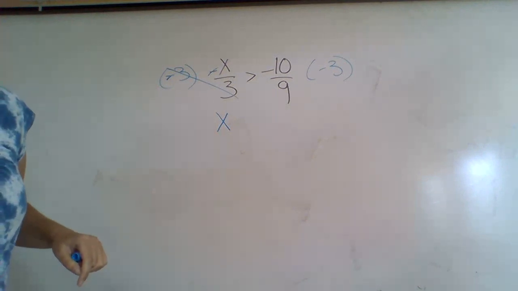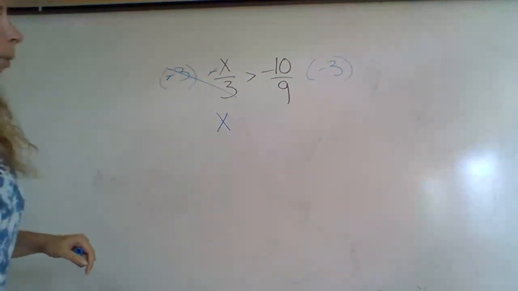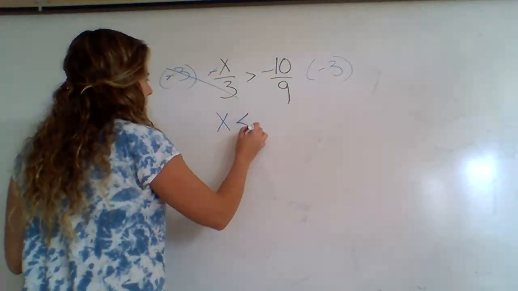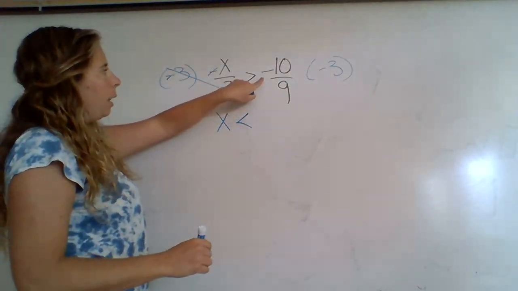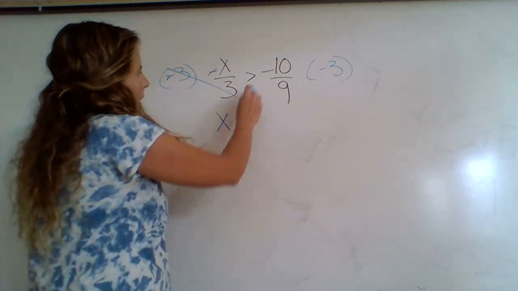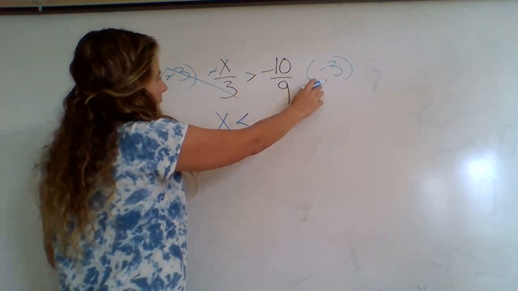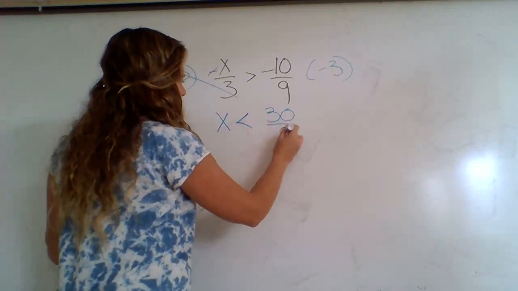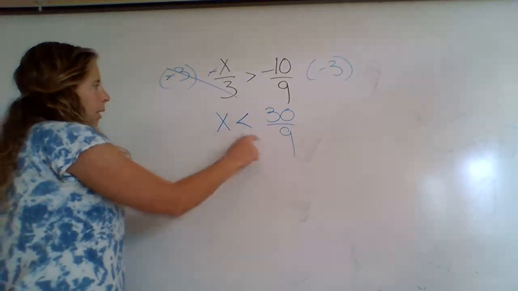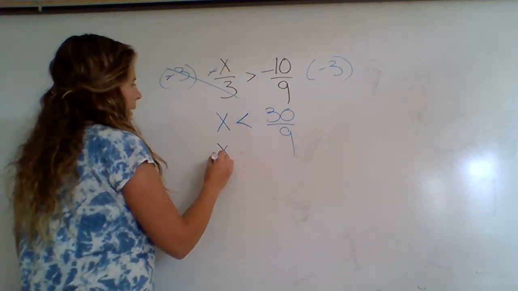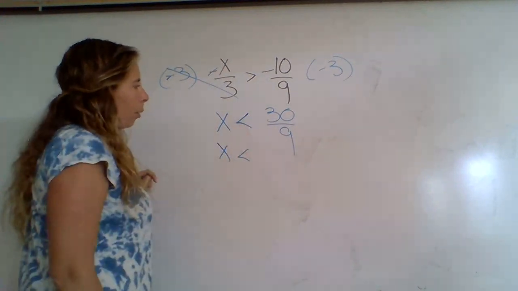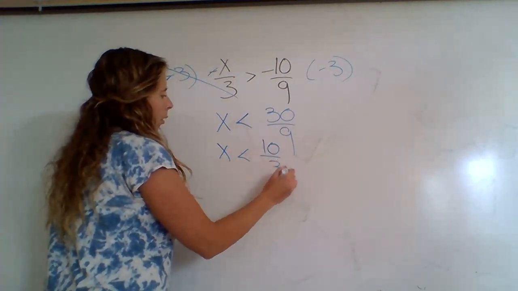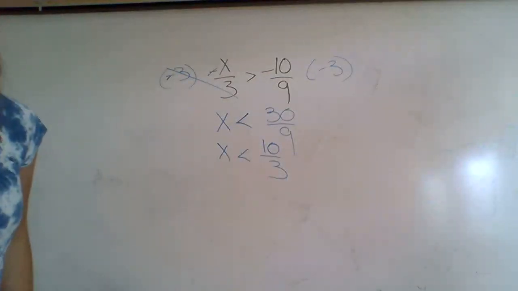Hold on 1 second. And then since you're multiplying by negative, you have to flip the inequality sign. So flip your sign, and then -10 times -3 is positive 30 over 9. But be careful, you can reduce this. So x is less than, you can divide both of these by 3, so you get 10 thirds. Is that all they wanted?